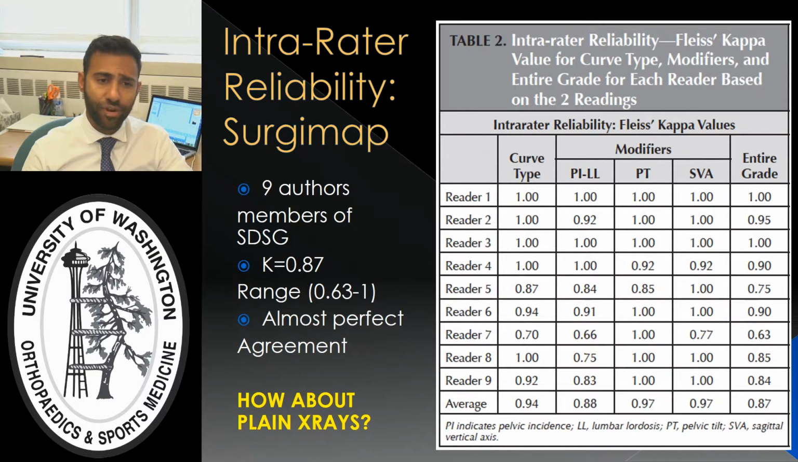So the inter-rater reliability was evaluated in a separate study. 9 members of the spinal deformity study group looked at the Schwab classification and found that it had almost perfect agreement among the users with a kappa of 0.87. This is primarily what has led to the popularization and the use of this classification system for research and for surgical decision making.